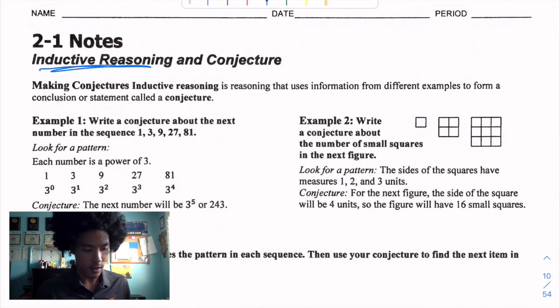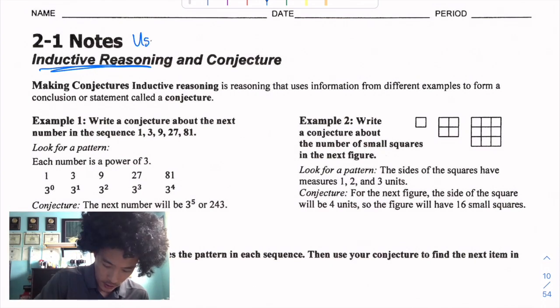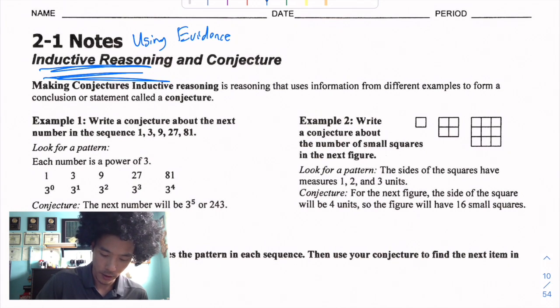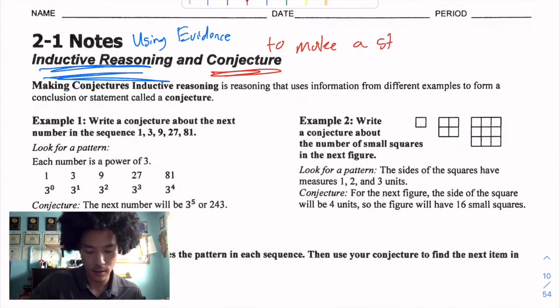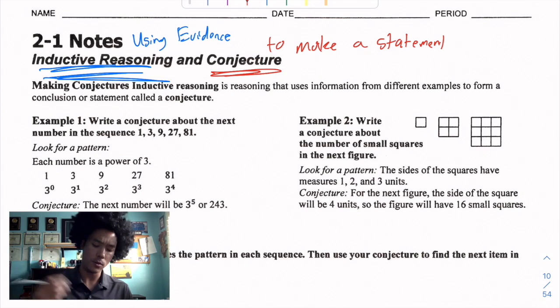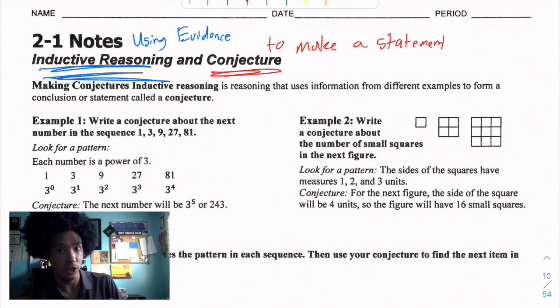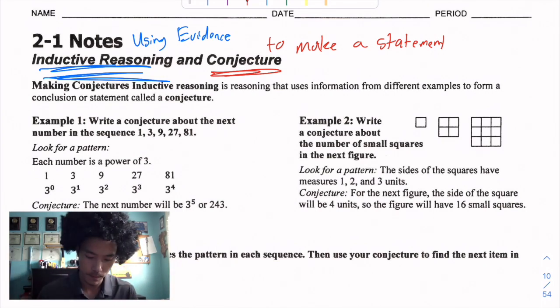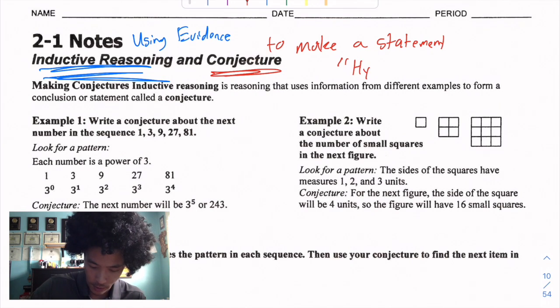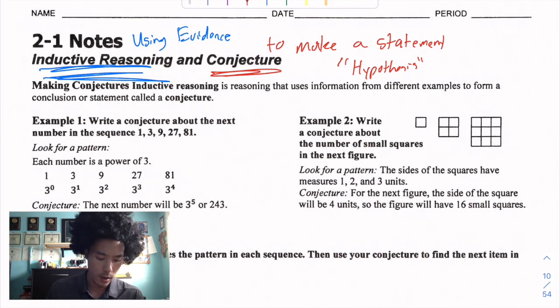Basically, inductive reasoning is using evidence to make a statement. That's what this lesson's about. Using reasoning, using evidence to make a conjecture. And a conjecture is basically a statement, a hypothesis, like those things, okay? Let's put it here too. Hypothesis. So you've been doing this throughout your math career.